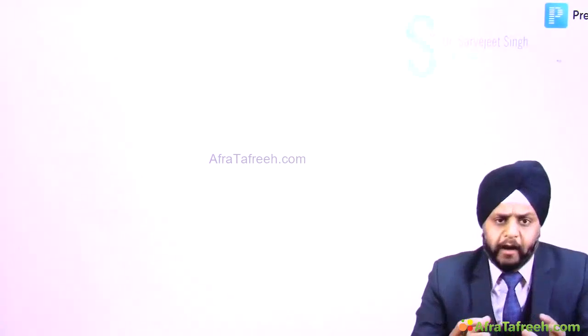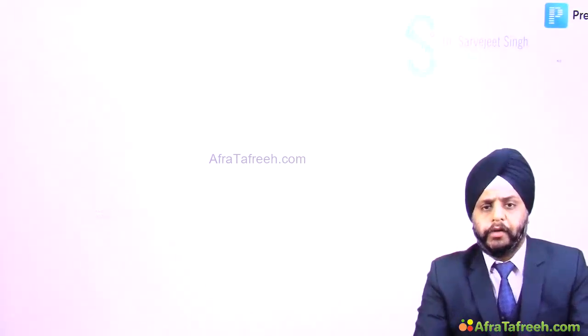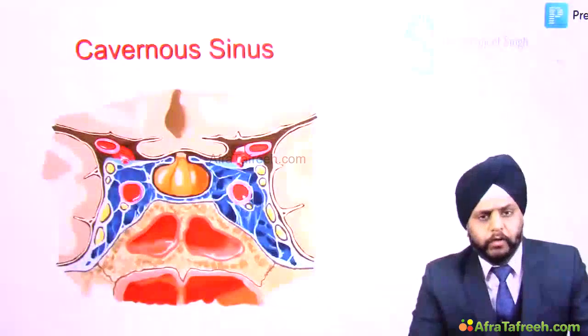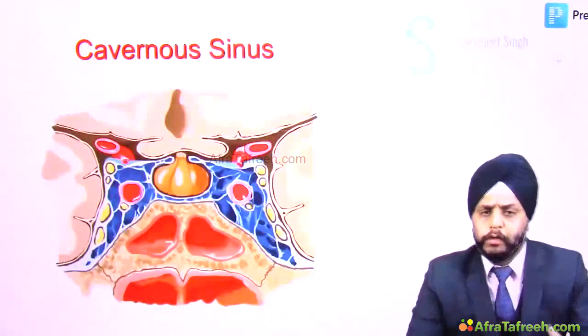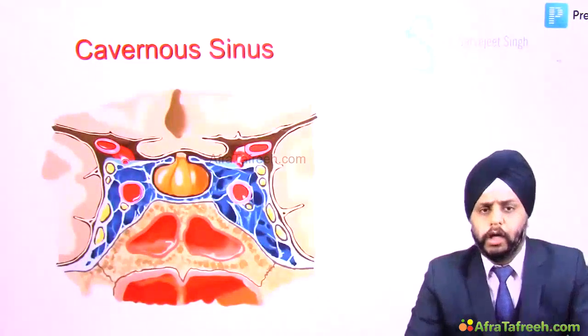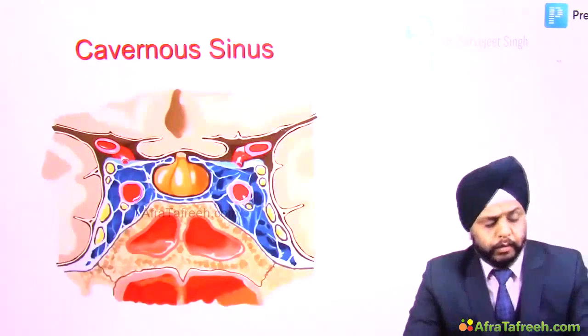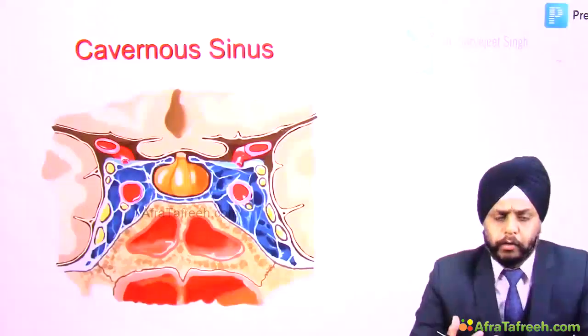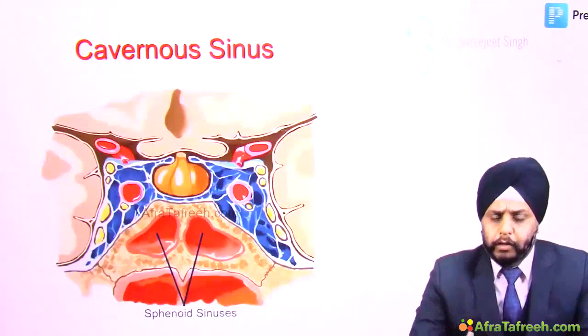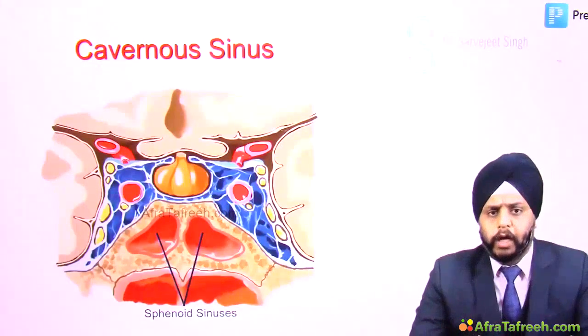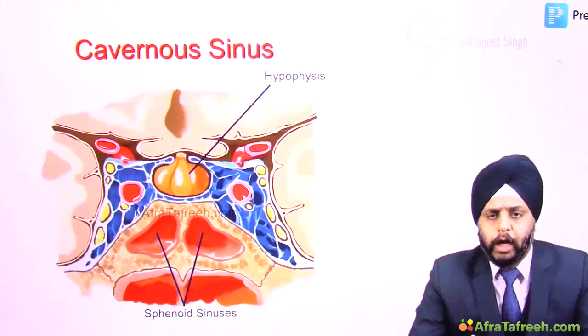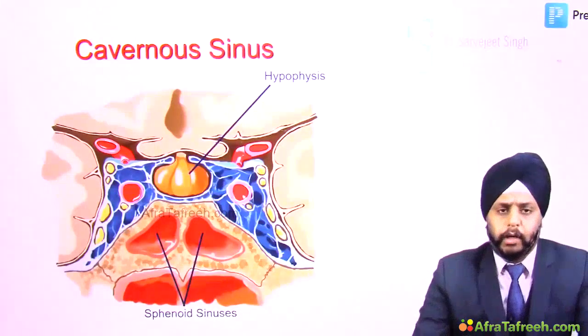Now, since we have been discussing the sphenoid pneumatization and the pituitary surgery, let us also discuss the superior relation of the sphenoid sinus. Okay, so what do we have superior to the sphenoid sinus? This is the sphenoid sinus, you can see in the photograph. Superior to it, we have the hypophysis, the pituitary gland.